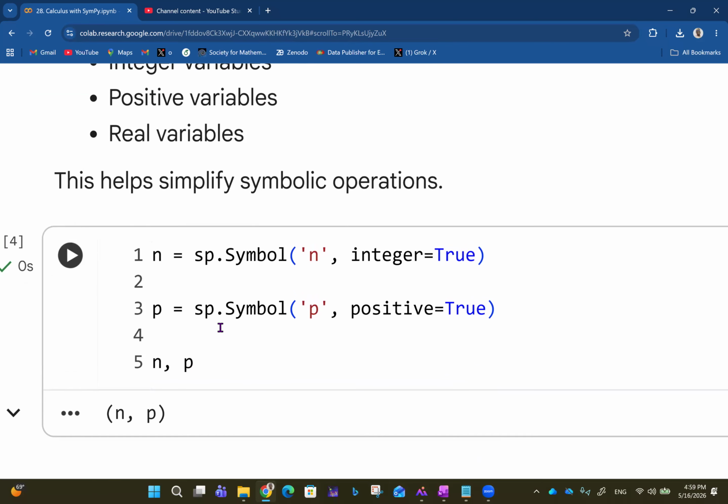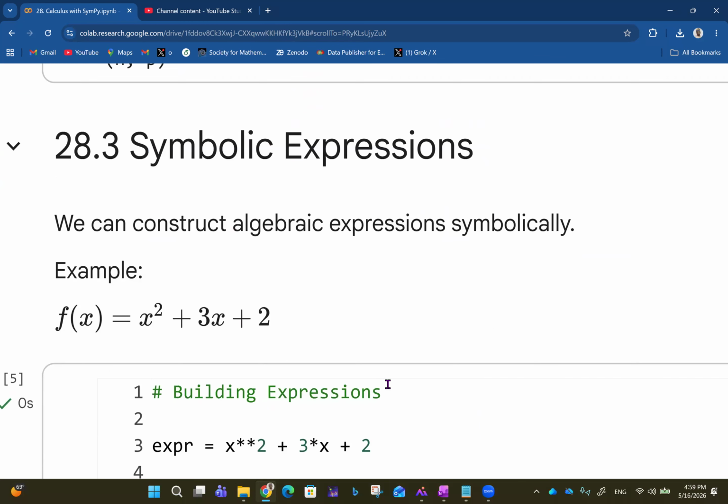For instance, you can say n is sp.Symbol n and it is integer, so any n that is not an integer, you don't want it. Then you can also declare p as a symbol that is always positive. So when you're dealing with p, you don't take the negative p into consideration because p is always positive. Then you have symbolic expressions.